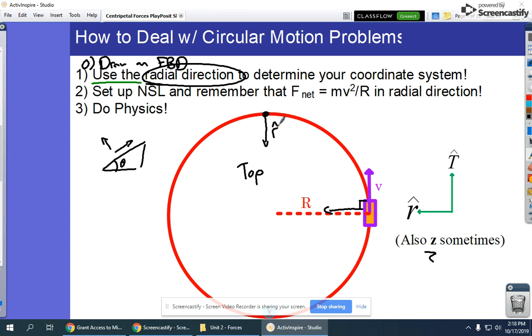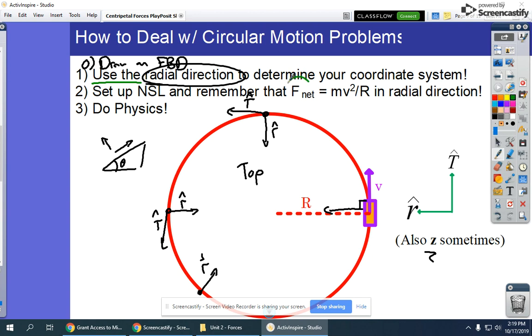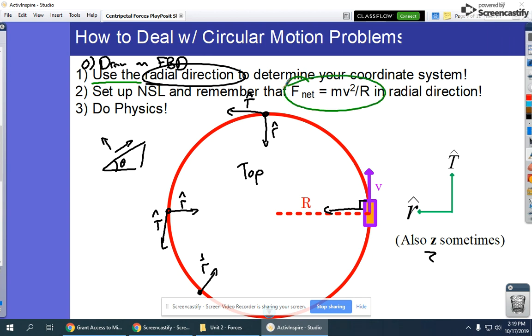Here, our coordinate system is always different. So that r hat vector, the unit vector that points in the radial direction, points in all different directions depending on where we are. If we choose the tangential direction, again, it does the same thing. It's constantly changing direction. You'd think that would be a big deal. It isn't. We can actually do that just fine. So we always want to pick the radial direction. Then we set up Newton's second law, as we always do. And remember that in the radial direction, you must have the net force be mv squared over r in the radial direction. Because if you don't, you're not moving in a circle. And then we do some physics with it.